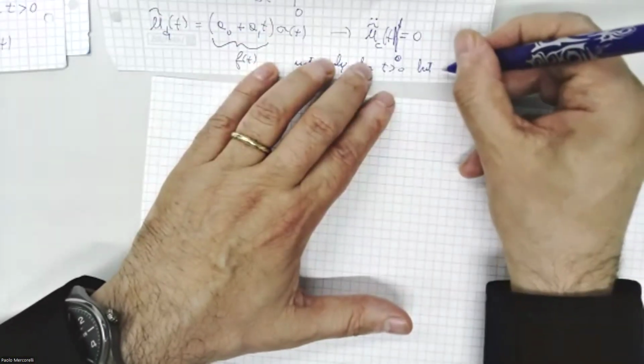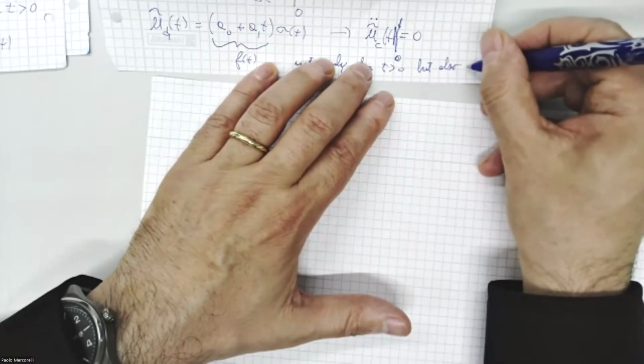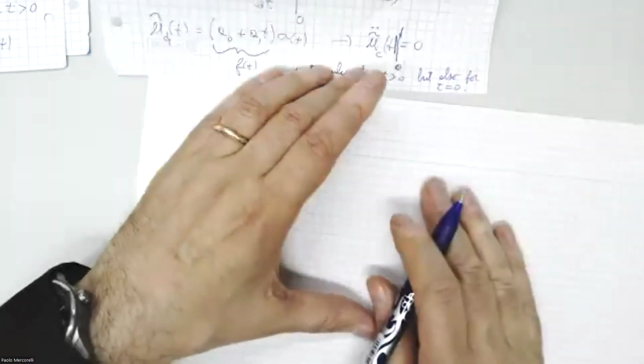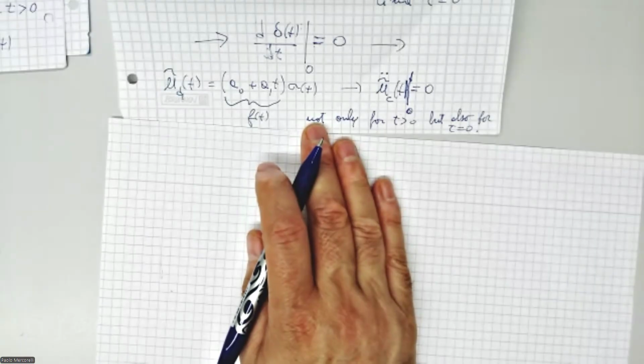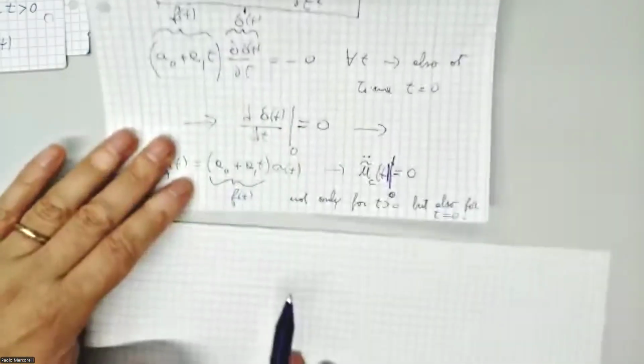But also for t equals zero. Yeah, I will come back on this because it's a little bit difficult, but we will see also with slides a little bit better delta. When we are able to understand delta, we will come back on this concept here.